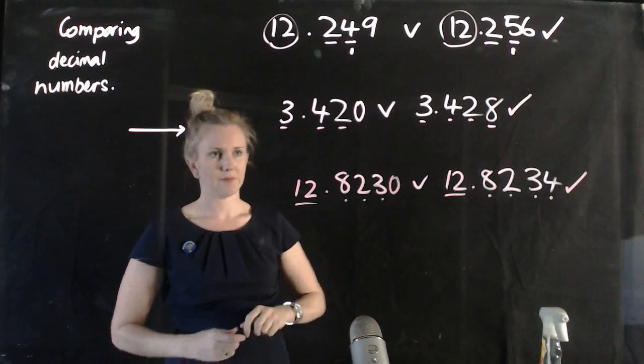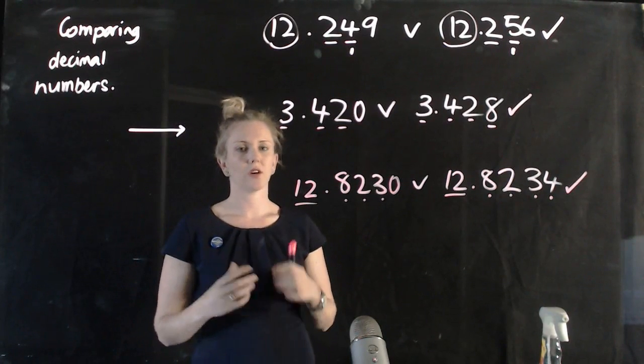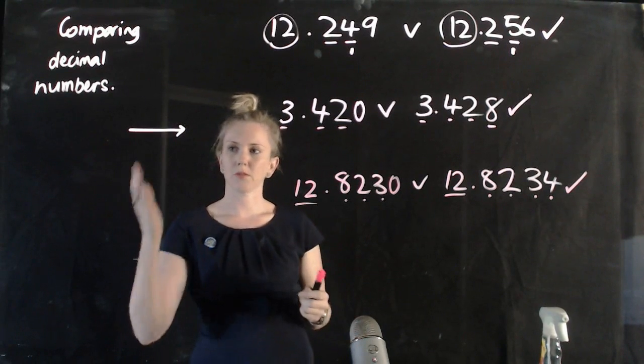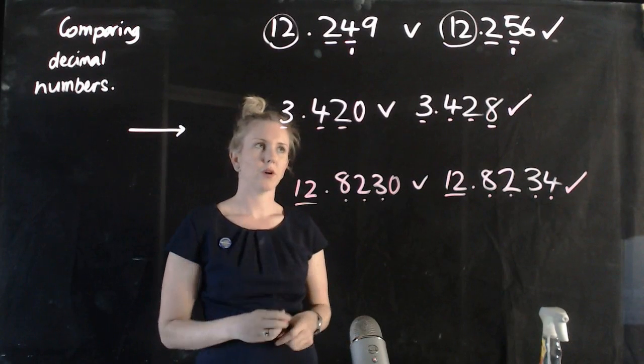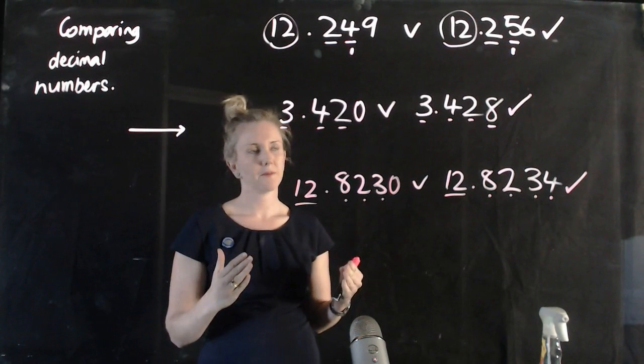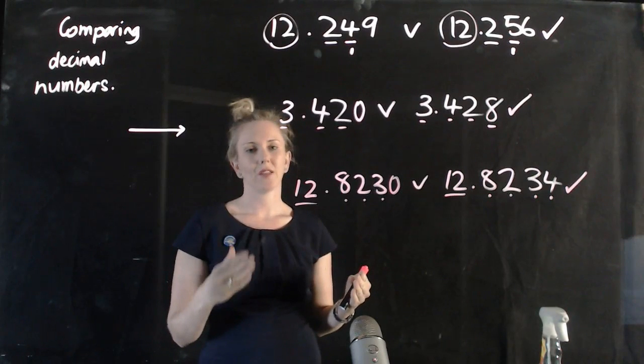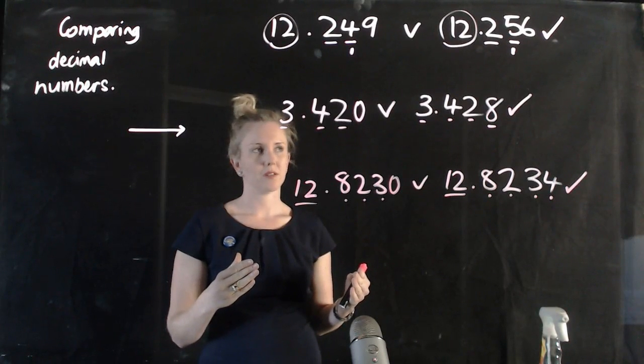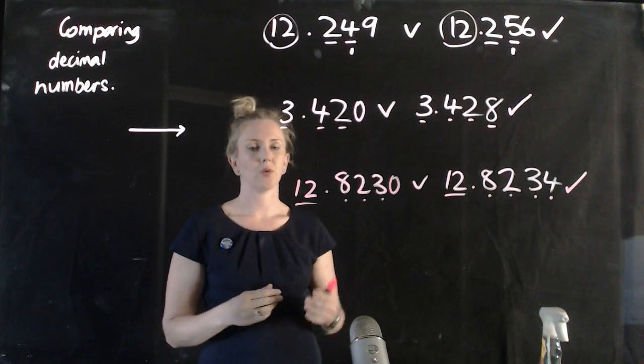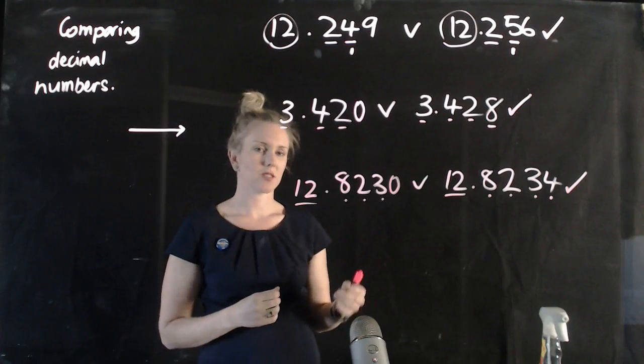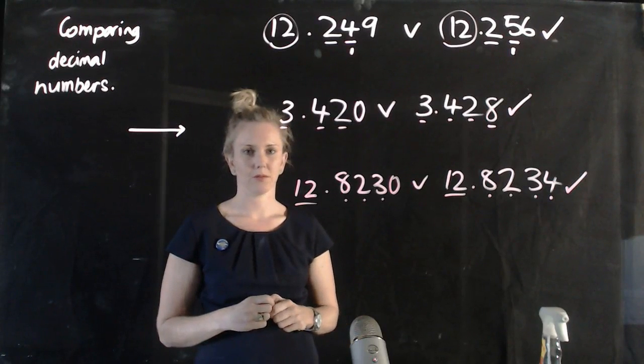Okay, simple as that. Again, the steps are look at the whole number, keep looking from left to right on both of them until you find a number that is larger than the other in the same place. So in the tenths, in the hundredths, in the thousandths, and so on. All right, good luck.